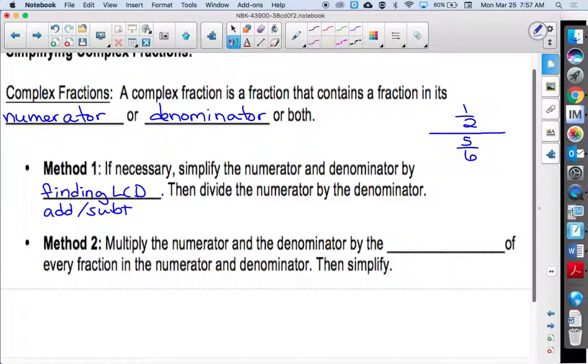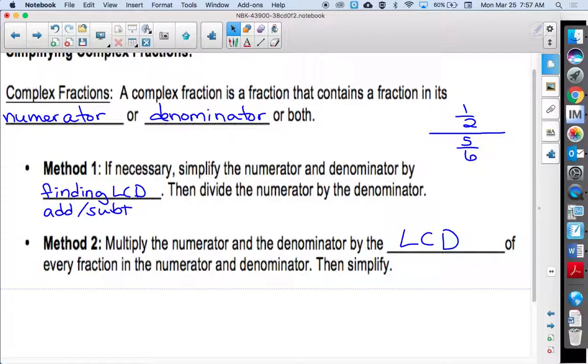So generally, we use method 1 if we don't have to find the least common denominator. So if I have one fraction divided by another fraction, we usually use method 1. And I'll show you what that looks like. It says then divide the numerator by the denominator. The second step will multiply the numerator and the denominator by the least common denominator of every fraction in the numerator and denominator, and then simplify.